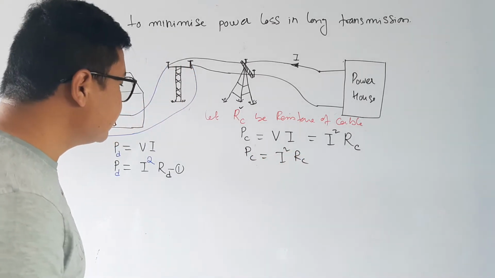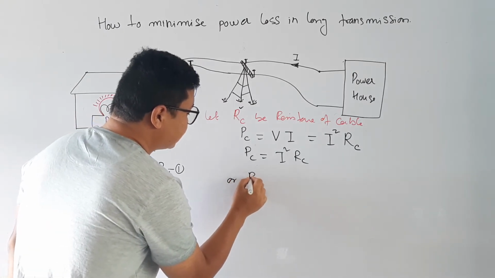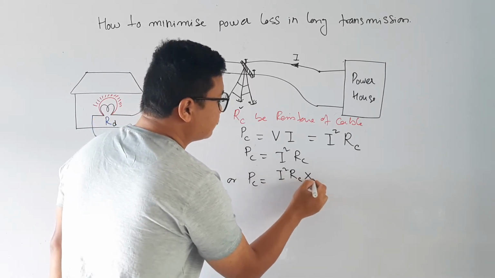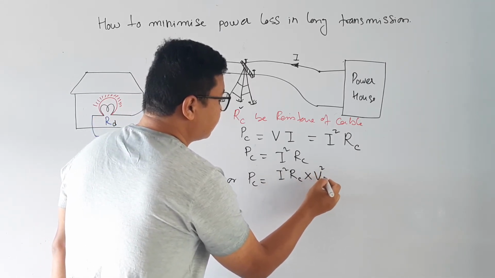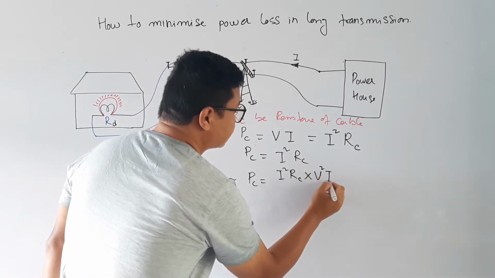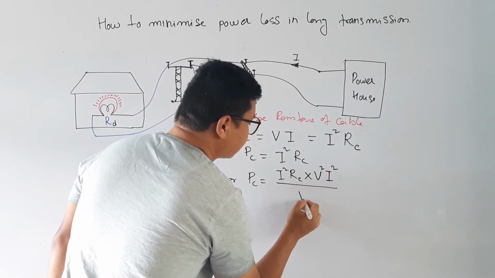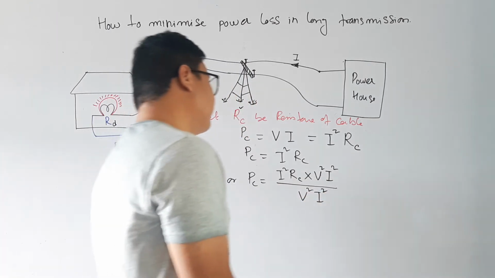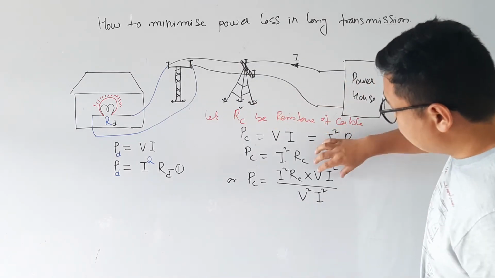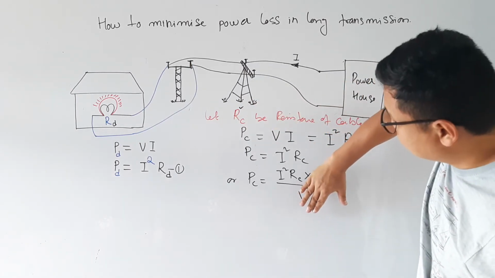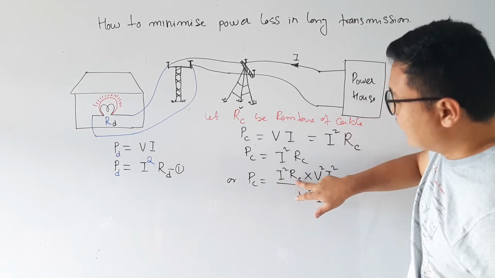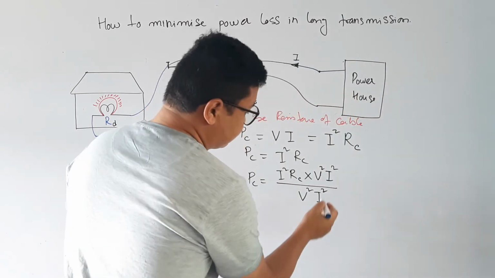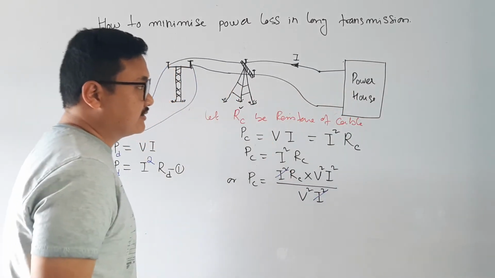Okay, in the next step I will do one thing. RC is there, I will multiply it by V square I square and divide by V square I square. Understood? So I can always do this. This V square I square divided by V square I square will cancel, and I will get I square RC. Now the trick is this: this I square and this I square will cancel.